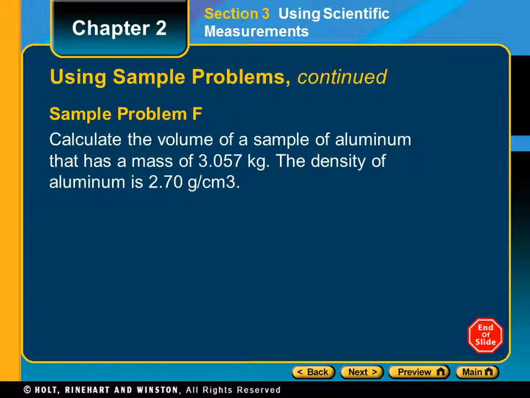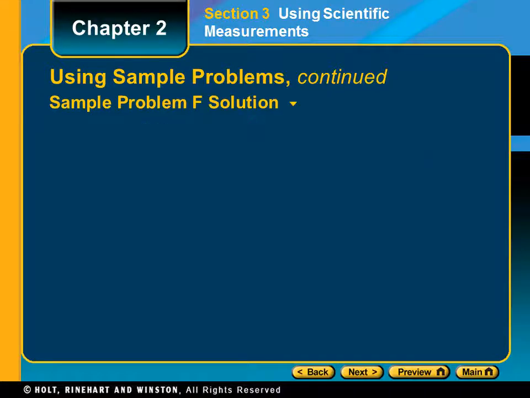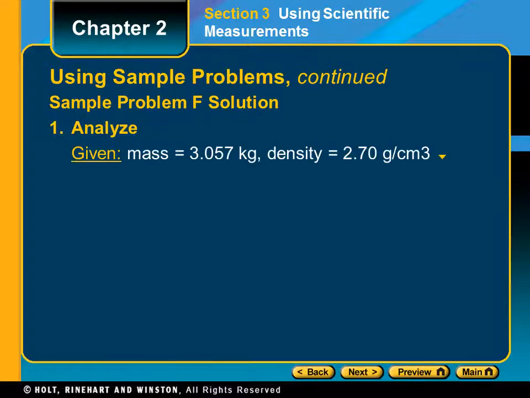Let's say you've got to calculate the volume of a sample of aluminum that has a mass of 3.057 kilograms. The density of aluminum is 2.70 grams per cubic centimeter. First, we're going to analyze. We are given the mass in kilograms, and the density in grams per cubic centimeter. We should note at this point that we have kilograms and grams, so that's going to be a problem where a conversion is needed. And we have our unknown. We want to find the volume of aluminum.